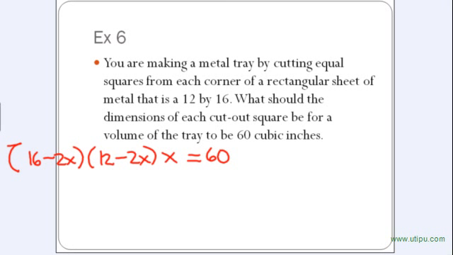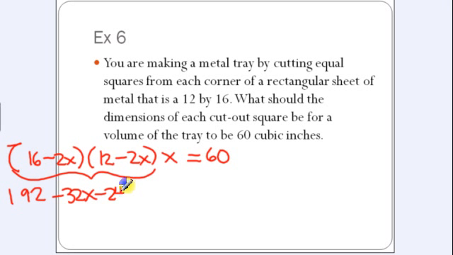All right, I rewrote it so I'd have more space. So let's go ahead and multiply these two binomials together. So start out first times first, 16 times 12, which is 192, plus outside times outside, 16 times negative 2x would be minus 32x. Inside times inside, negative 2x times 12 would be minus 24x. Then last times last, negative 2x times negative 2x, and it's a negative times a negative, so that's going to be positive 4x squared.